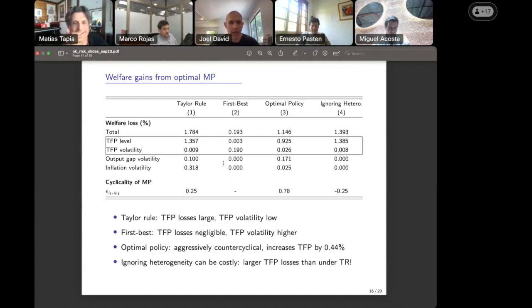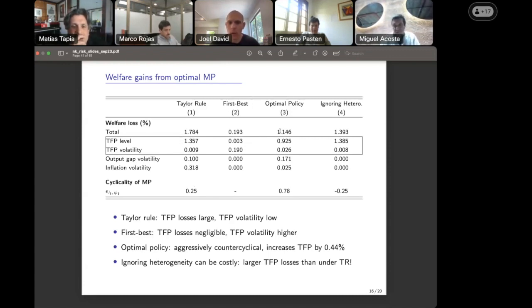Of course, under the first best, the social planner gets rid of output gap and inflation volatility, so the losses there are 0. Okay. So what does optimal monetary policy do? Optimal monetary policy, relative to the Taylor rule, sets a much more pro-cyclical nominal interest rate, so it does more stabilization. It encourages firms to take on more risk, and the level of TFP goes up by almost half a percentage point, which we thought was pretty significant. And so the welfare losses from the level of TFP are lower under optimal policy than under the Taylor rule.